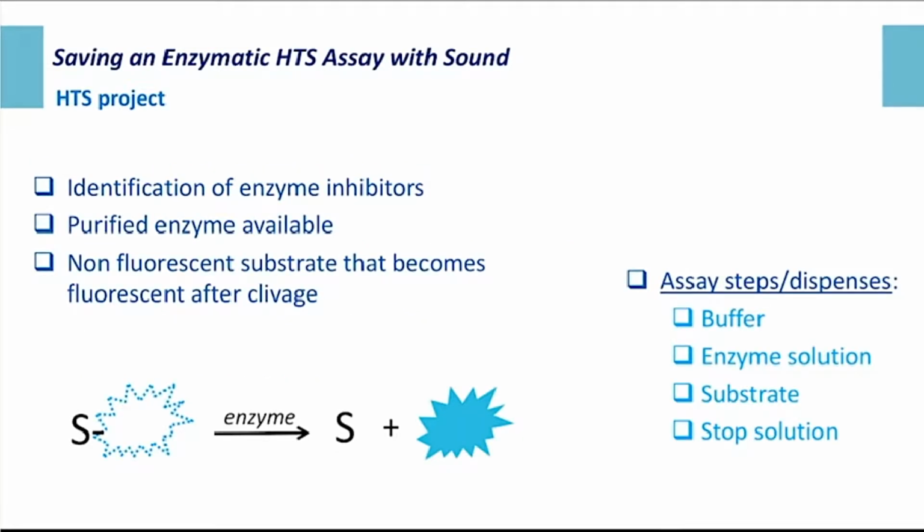In theory, this HTS project doesn't represent a major challenge. We had to identify inhibitors of the enzymatic activity. The protein was available in a large amount, so it was not a limiting step in the assay development. And the assay was quite simple, based on a non-fluorescent substrate that generates fluorescence after cleavage by the enzyme. So we had to make 4 dispenses: the buffer to resuspend compounds in the assay-ready plate made by the compound management service, the enzyme, the substrate, and finally the stop solution.